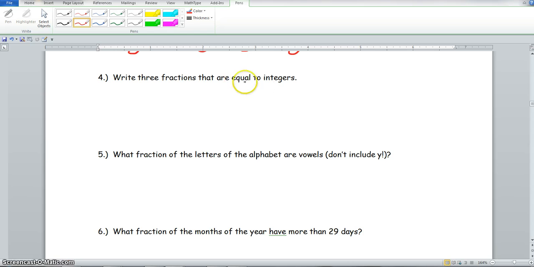It says write three fractions that are equal to integers. Now integers are positive or negative numbers that do not have a decimal or fraction with them. So they said three fractions that are equal to integers. So we could have 5 over 1. We could have negative 10 over 2. And we could have, let's see, 14 over 7.